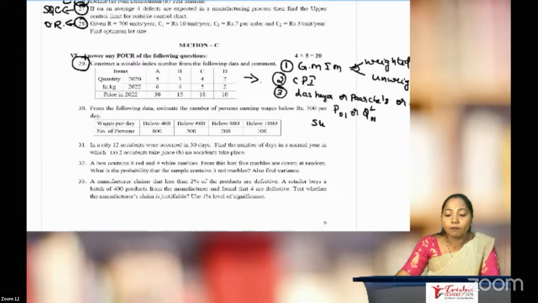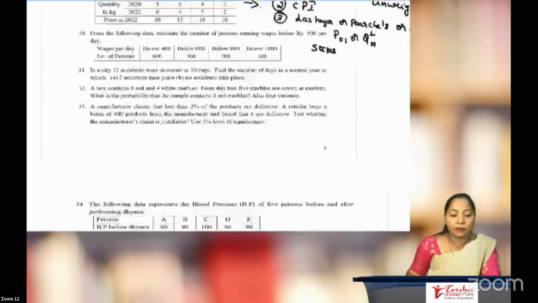It could be steps in construction of price index number or general index number, or it could be consumer price index number, steps in construction of consumer price index numbers. So these are the possible questions for question number 28, which is from the chapter index number. Okay, that is question number 29.